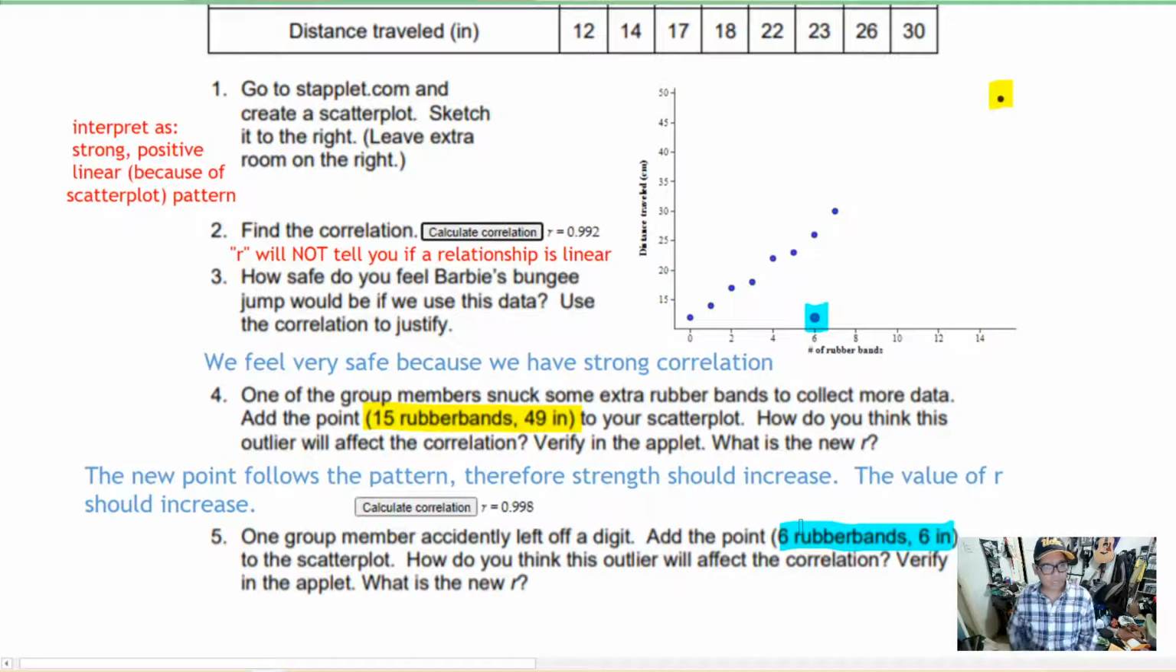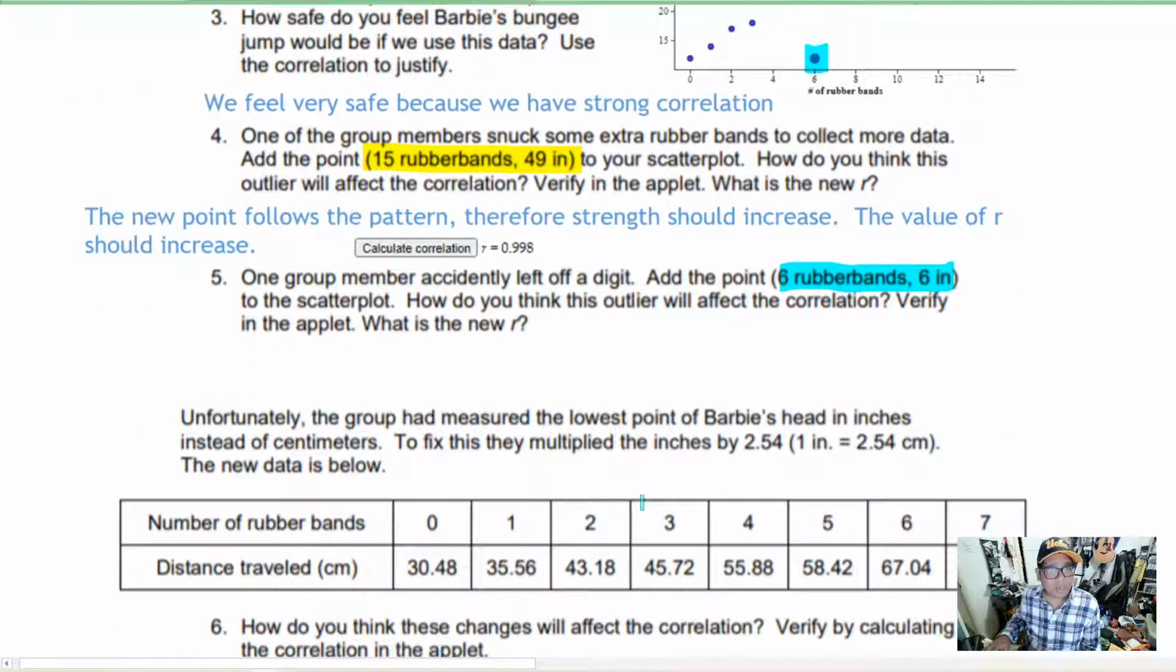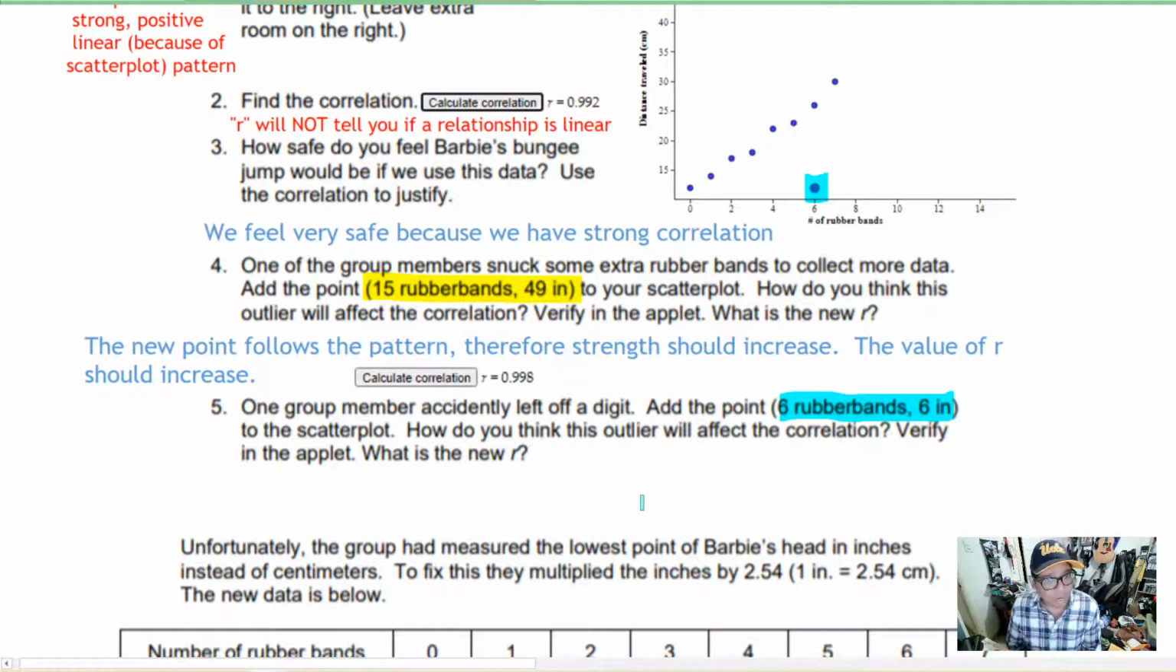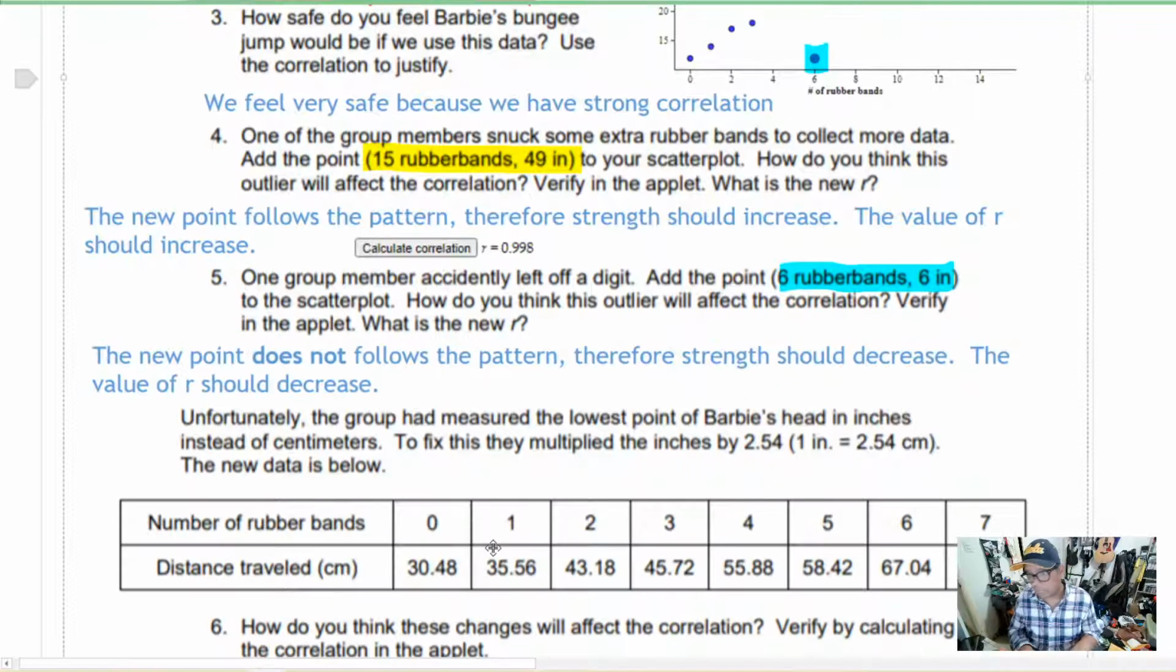And what do we think is going to happen here? Well, this is the opposite thing. This is an outlier in the y direction. The y coordinate, the distance traveled, is much lower than expected. This new point does not follow the pattern. Therefore, the strength should decrease. The value of r, likewise, should also decrease.